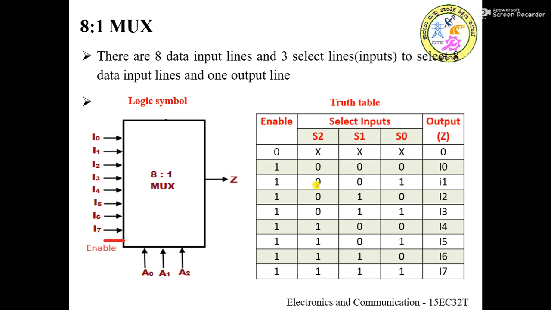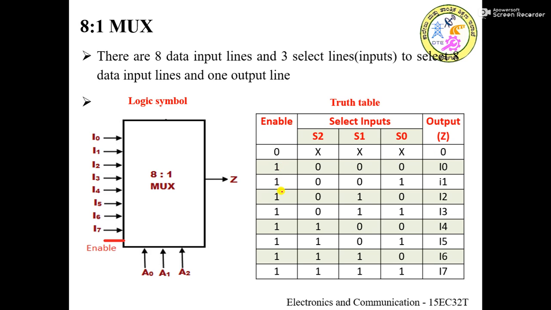Okay, the next variation is an 8:1 mux. So here in case of 8:1 mux, there are totally 8 input lines and 3 select lines to select the data input lines, and there will be one output line. You can see here there are 8 input lines and one enable signal and 3 select lines, and there is only one output line. From the truth table you can simply write whenever enable is equal to 0, whatever may be the content of the select lines, output will remain 0.